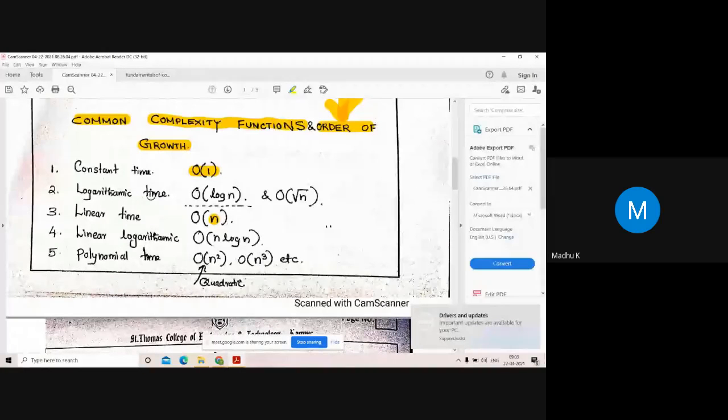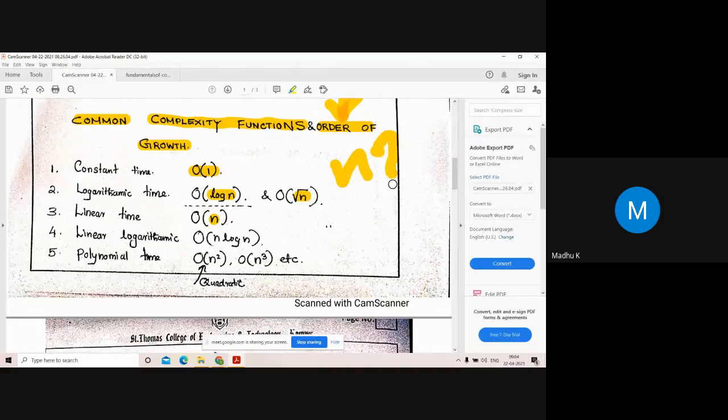Next is the logarithmic time algorithm, and the root time algorithm is there. So we will express it as log n and root n time. Another complexity function is the logarithmic function. If your algorithm takes logarithmic time, then it is a logarithmic time algorithm. Similarly, there will be some algorithm that takes root n time, where n is the input size.